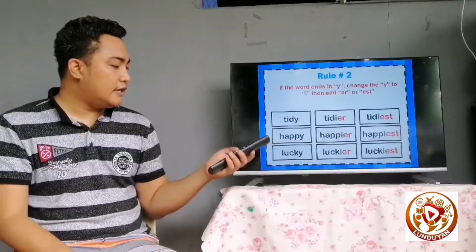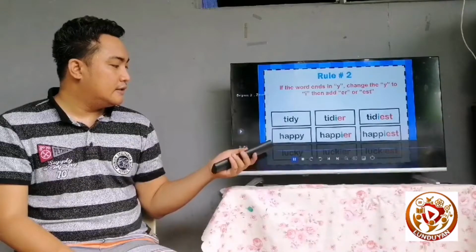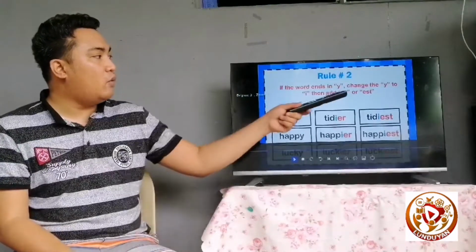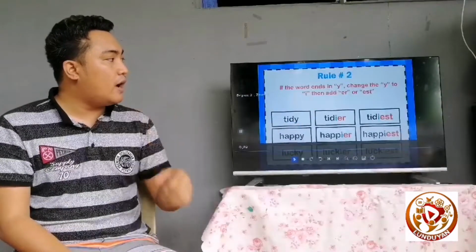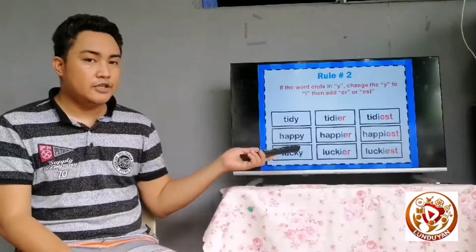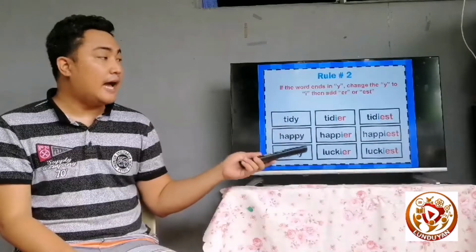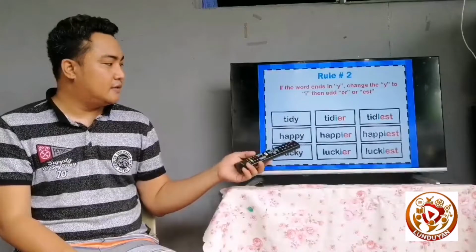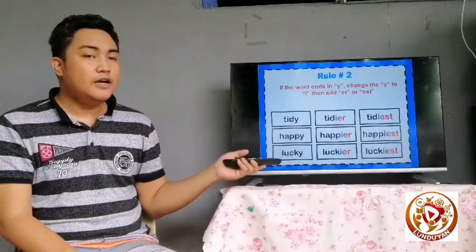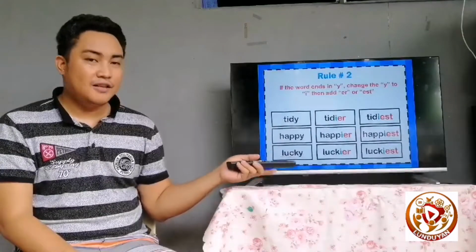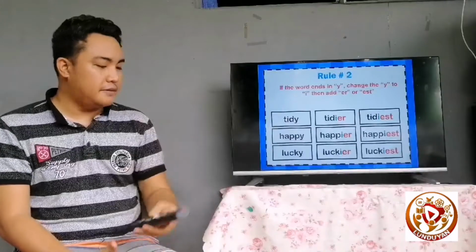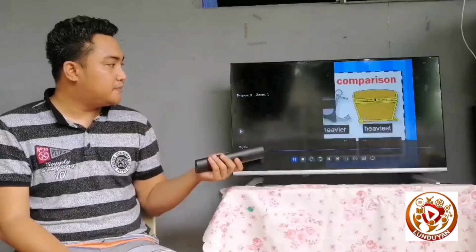Now look, here is the next rule. Rule number 2. If the words end in Y, change the Y to I and then add ER or EST. Let's look at this picture. Tidy, tidier, tidiest. Happy, happier, happiest. Lucky, luckier, luckiest. Did you get it? Good job. Amazing. Let's go here.